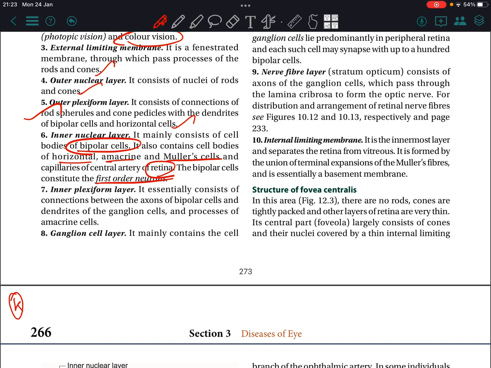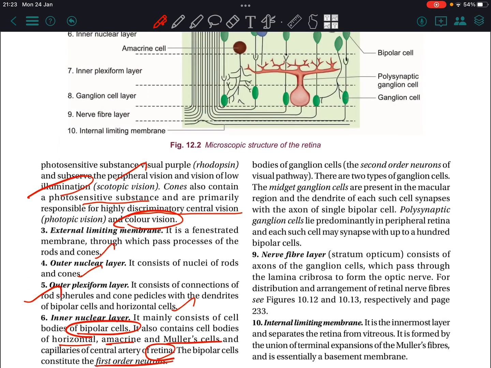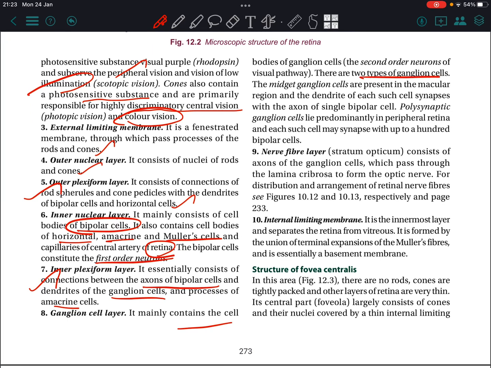And inner plexiform layer essentially consists of axons of bipolar cells, dendrites of ganglion cells, and processes of amacrine cells. Ganglion cell layer mainly contains the cell bodies of ganglion cells. There are two types of ganglion cells.